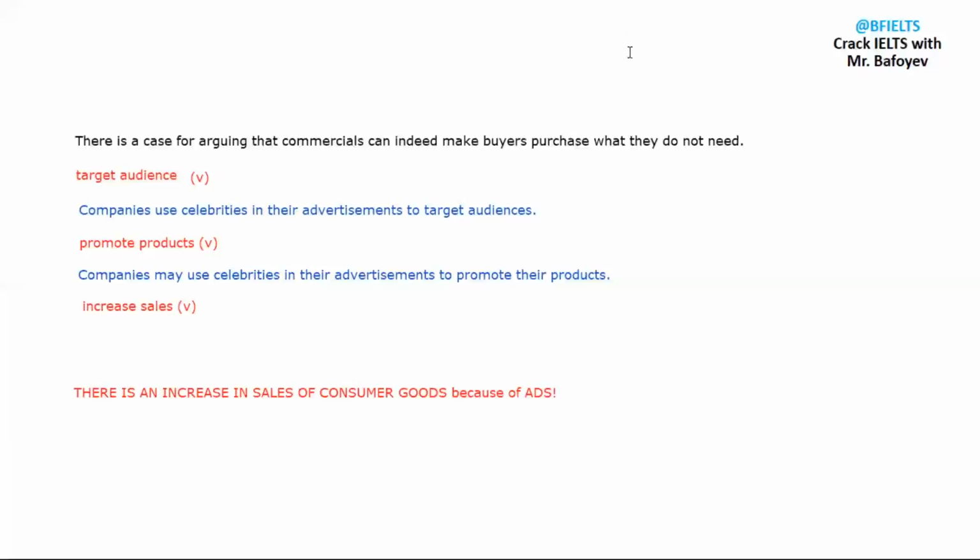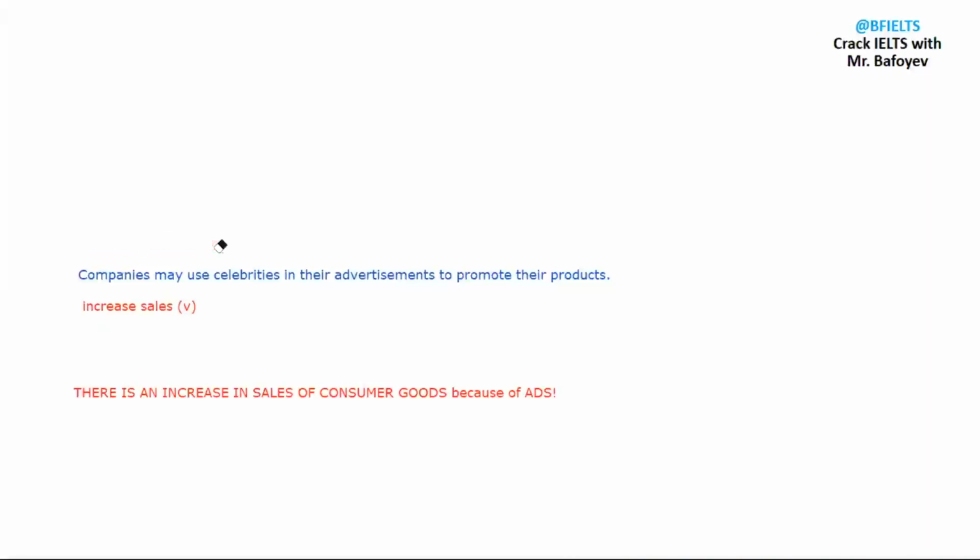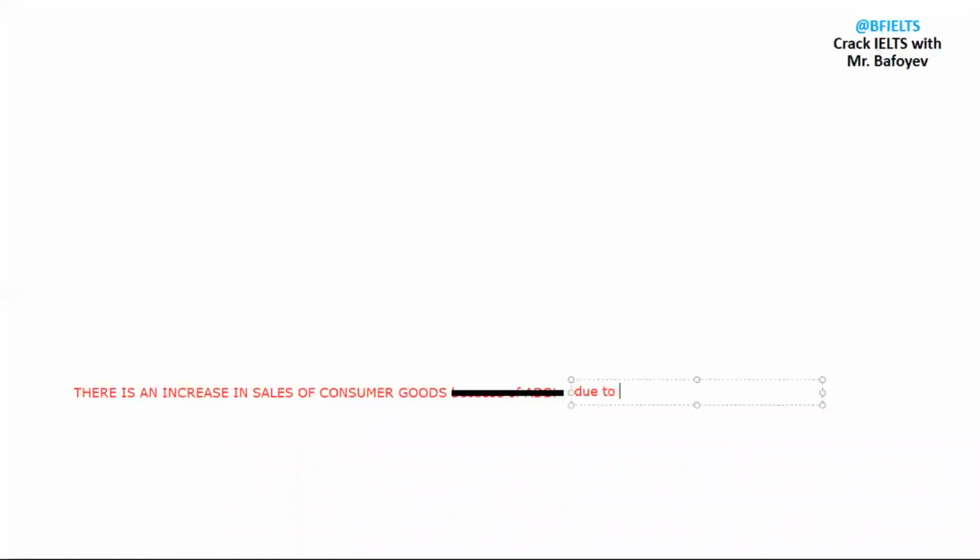let me erase these ideas now from here. I think you've already jotted them down. Now in this part, in the second body paragraph, you're going to say there is an increase in sales of consumer goods, but not because of ads, but probably due to other reasons, right? So other reasons you will need to develop in the, let's say, body two of your essay there. So let's look at it. The first sentence in your essay is going to be something like this.